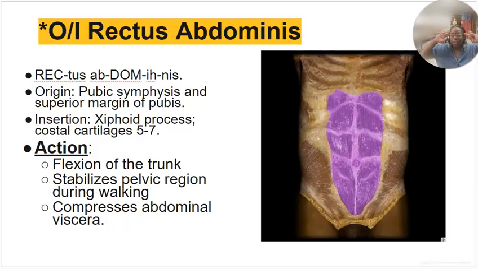We're pulling that insertion point, the xiphoid process, that part of your body closer to the pubic symphysis through that action. And so here we see flexion of the trunk. So this is like your crunches. Crunch. Gosh, okay, I'm done. I'm not going to draw again. And then we see stabilizing the pelvic region, as well as compressing abdominal viscera.